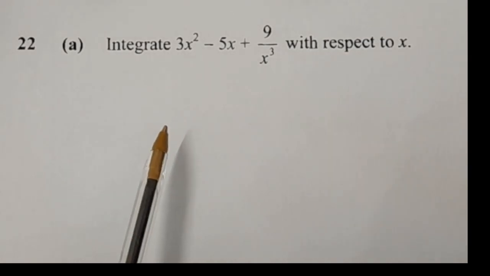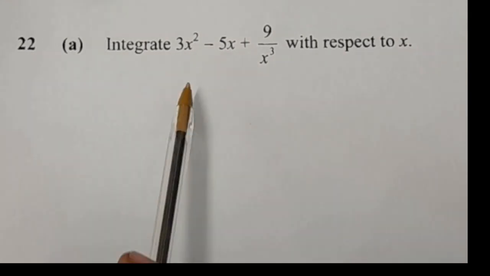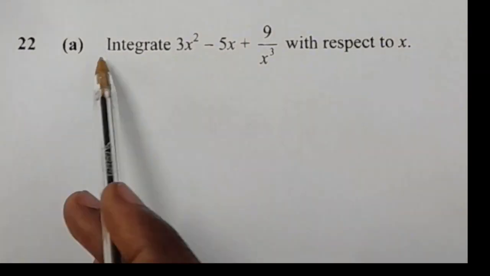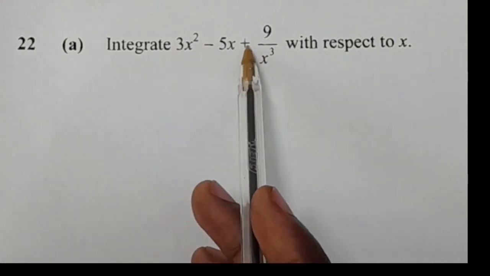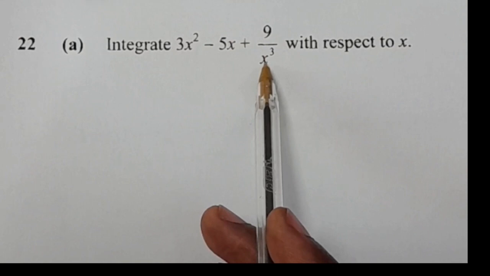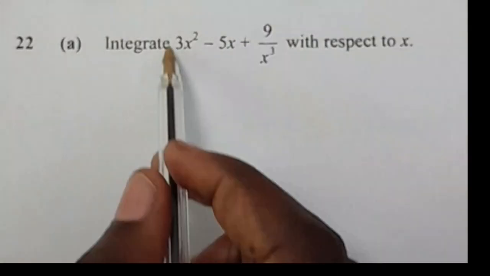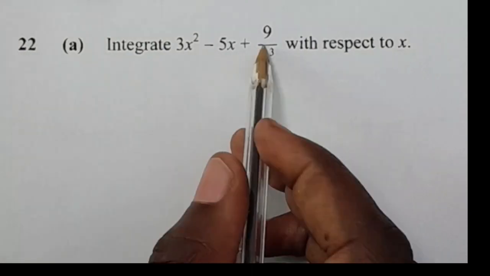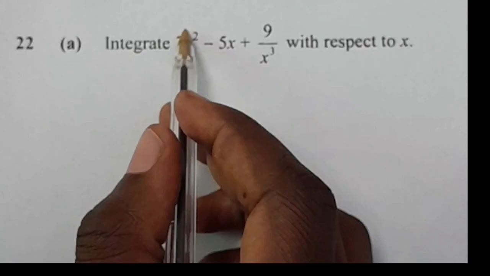In this video, we are going to look at how to integrate a function. So we have an example here. The question says integrate 3x squared minus 5x plus 9 over x cubed with respect to x. So the first thing you're supposed to do here is to rewrite this function now with an integral symbol. So we're going to rewrite this.